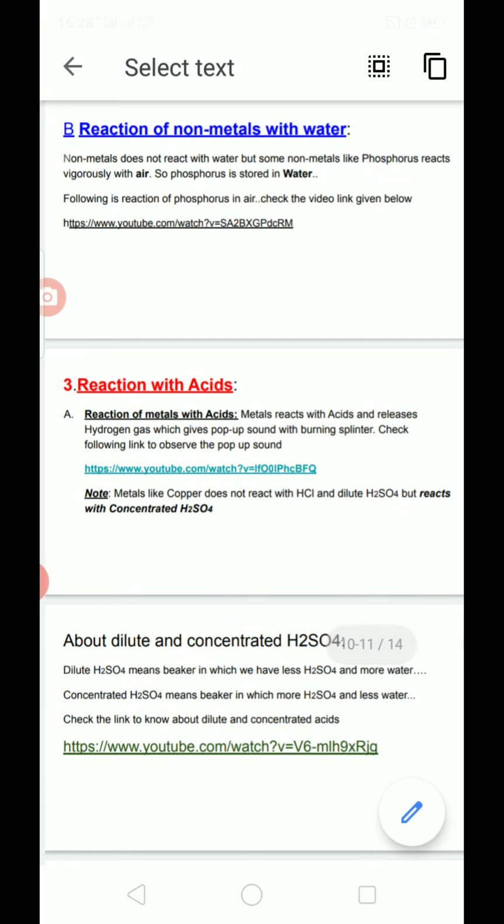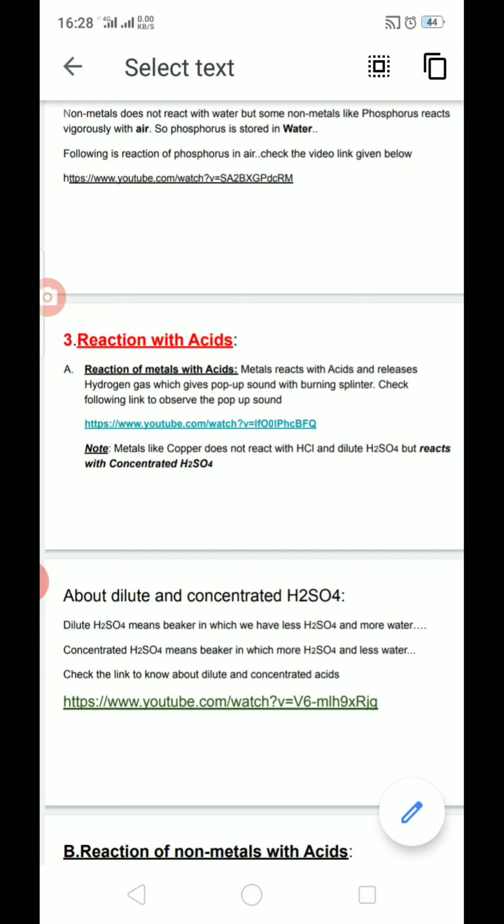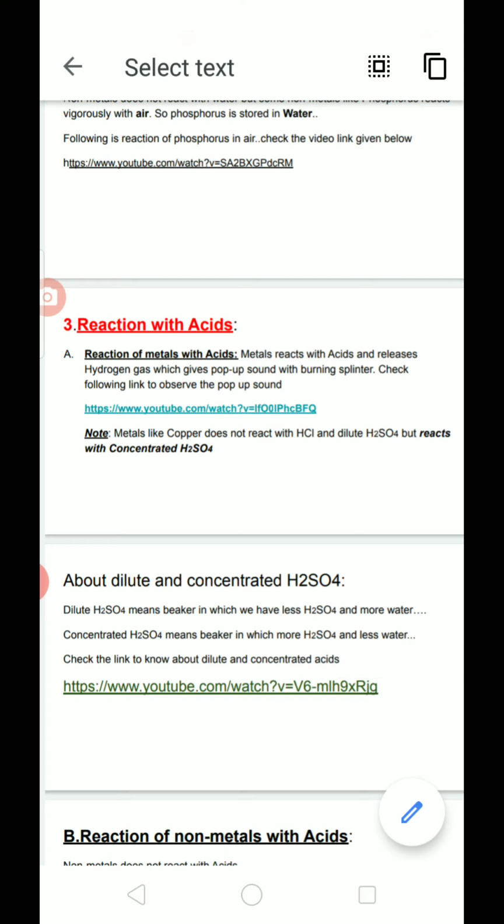Next topic we are going to learn is reaction of metals and non-metals with acids. It is the third reaction in the sequence. First is reaction of metals with acids. Generally metals react with acids and release hydrogen gas. You know how to identify this hydrogen gas? When this hydrogen gas is brought near a burning splinter or a lighted matchstick, it gives a pop sound and it will put out that lighted splinter. We can check this in the given video.